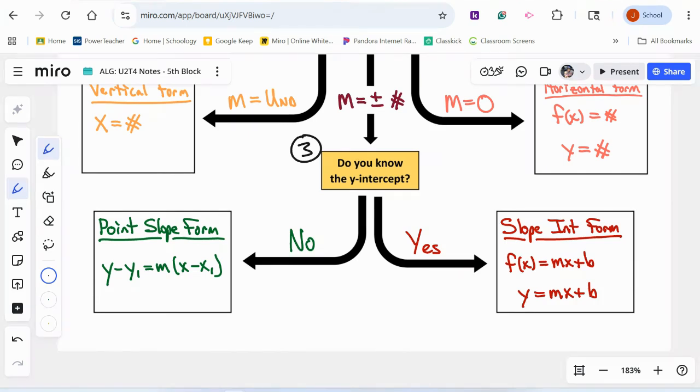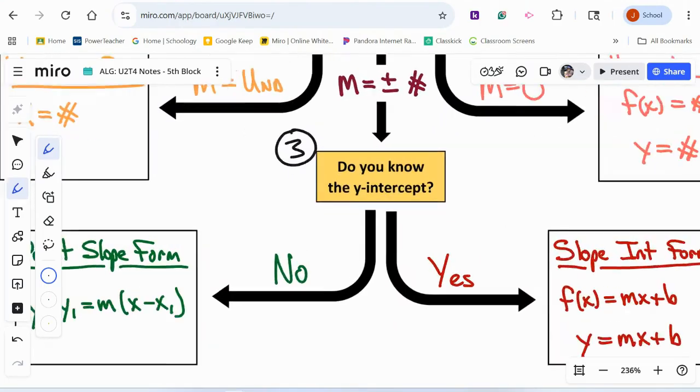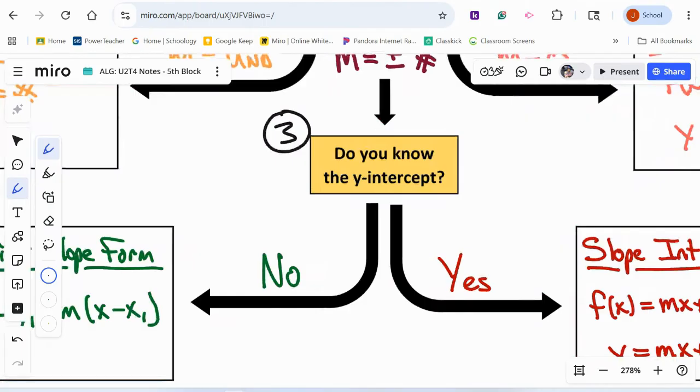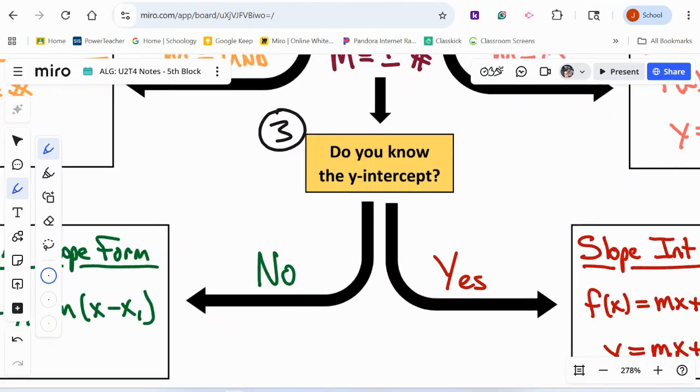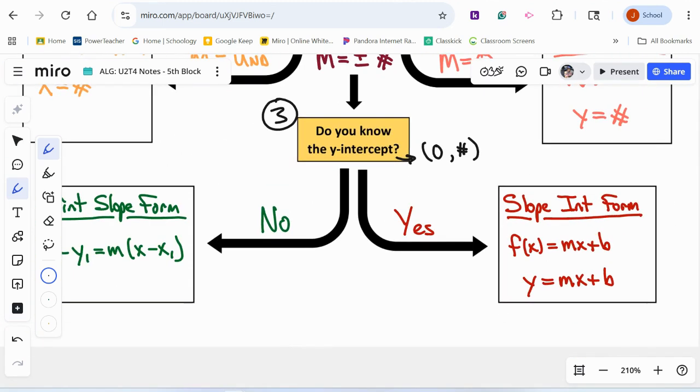All right, so let's just say it's not 0 or undefined, and our slope is positive or negative. So this brings us to our third and final question. Do you know the y-intercept? Now, let's just refresh our memories here. The y-intercept, remember, is a very special ordered pair where the x-coordinate is always 0. The y-coordinate can be any number, but we know we are looking at a y-intercept when the x-coordinate, the domain, is 0. All right?